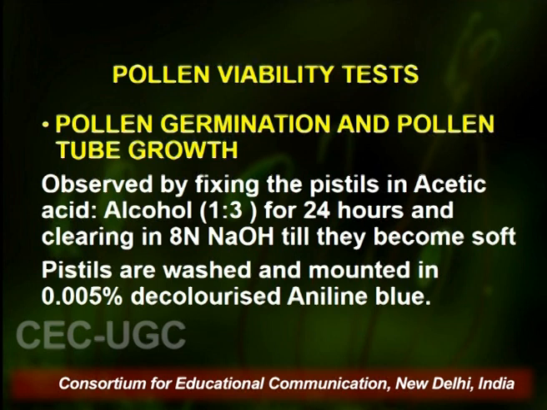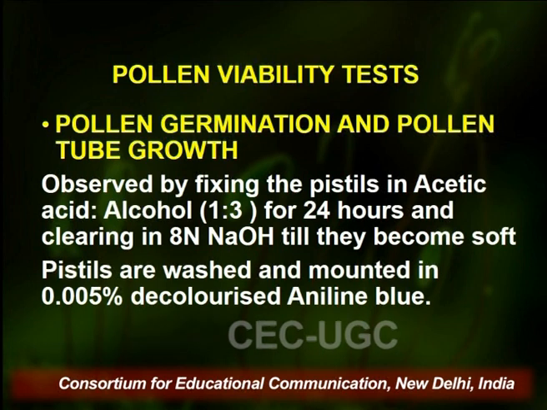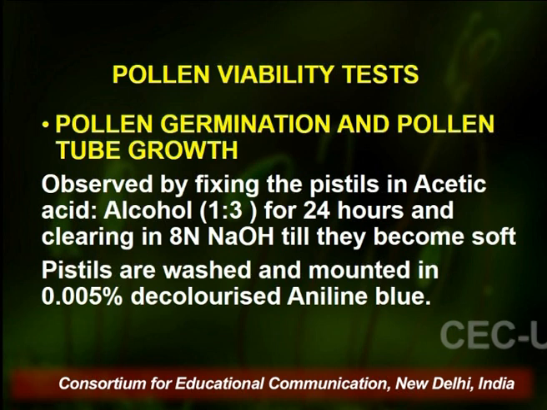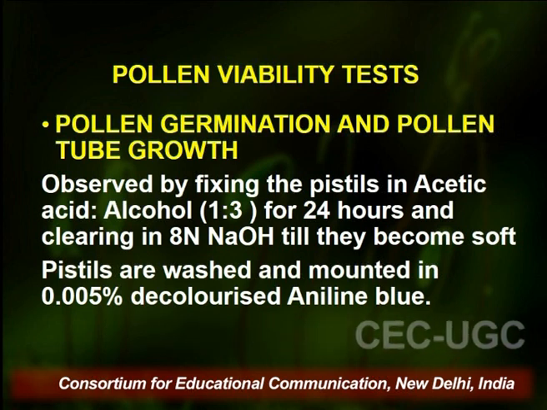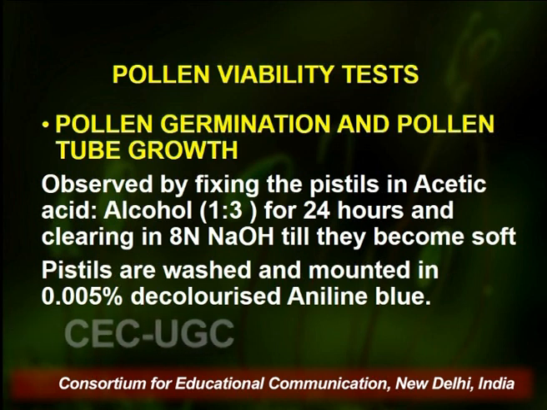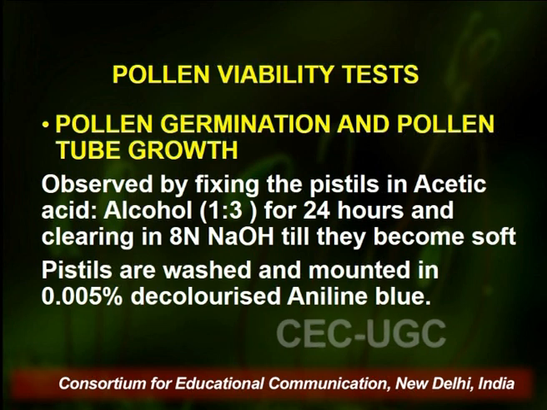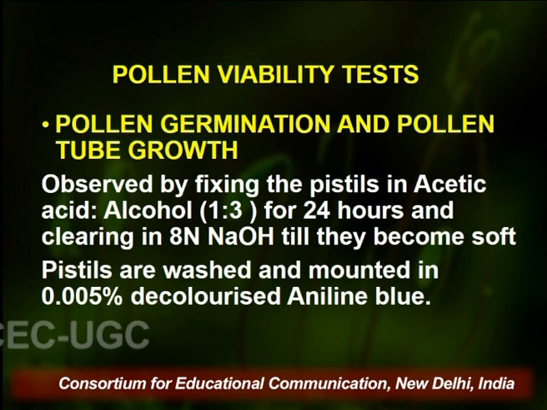Then there is pollen germination and pollen tube growth. In very few species you can observe the pistil under a microscope directly. Mostly this is observed by fixing the pistils in acetic acid alcohol for 24 hours, and then they are later cleared in sodium hydroxide so that they become soft. Then these pistils are washed and mounted in decolorized aniline blue and observed under a fluorescence microscope. Under a fluorescence microscope we are able to see the pollen tubes.